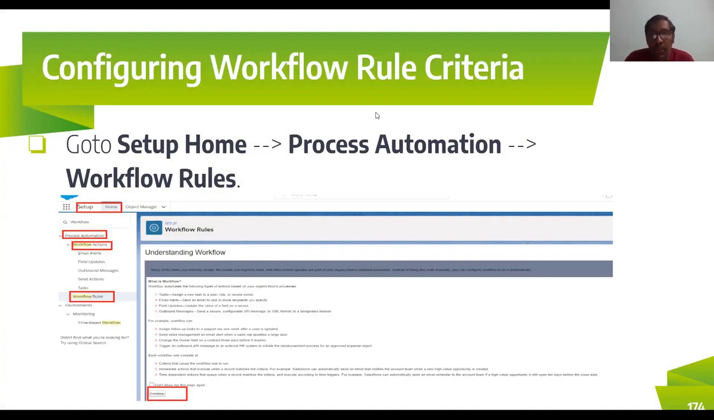So what you do, you go to the setup. First, you have to log in by entering your username and password, and then you get into the production environment. Go to the setup page. On the setup page, in the menu, click on setup home. Under process automation, go to workflow rules. Or else, next to setup you have home. Under home, you have a quick find box. In the quick find box, type workflow rule, right? Then you will get a workflow rule link. When you click on this, it will take you to this page.